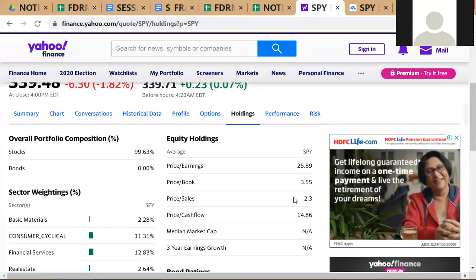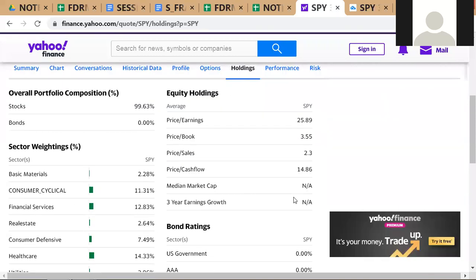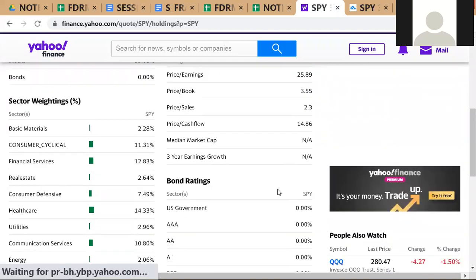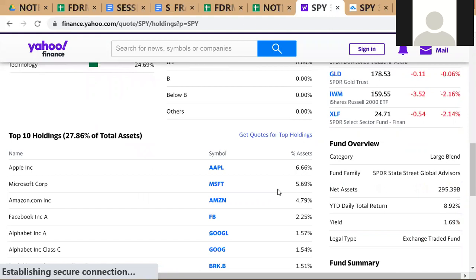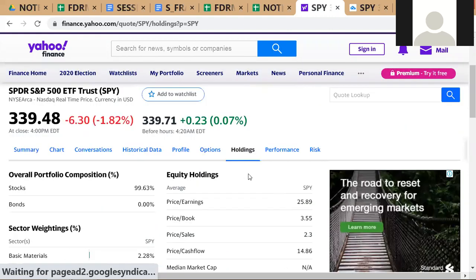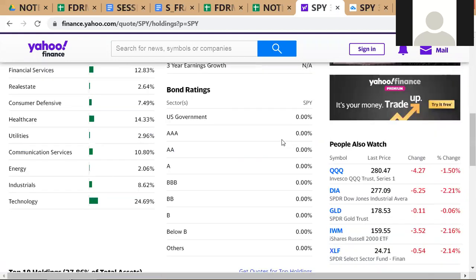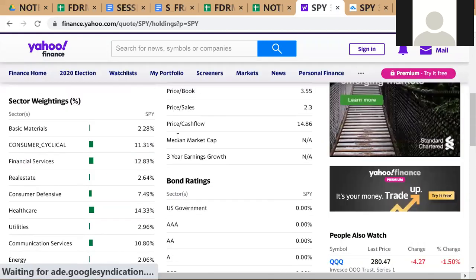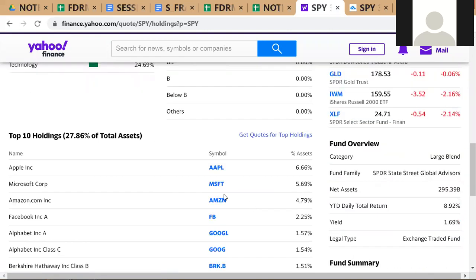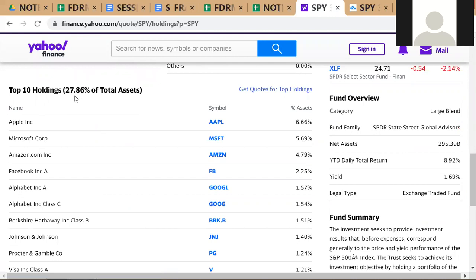Now look at this here. They haven't given you the top 10. This is the ETF, S&P SPY. It's an exchange traded fund. They have given you the sector breakdown, that this fund has 11% in consumer cyclical, financial services 13%, and so on. These are the sector breakdown, and then you can see the top 10 holdings, comprising about 28% of the fund.